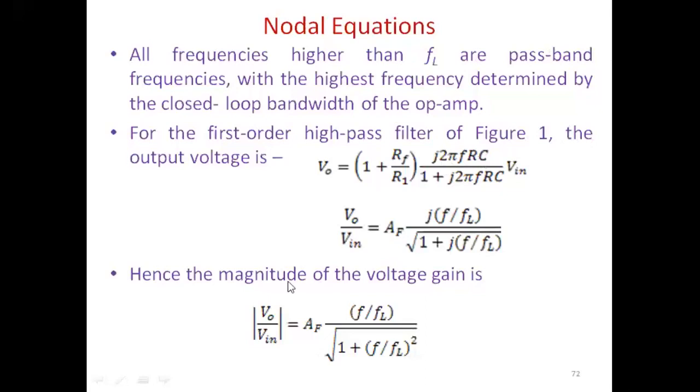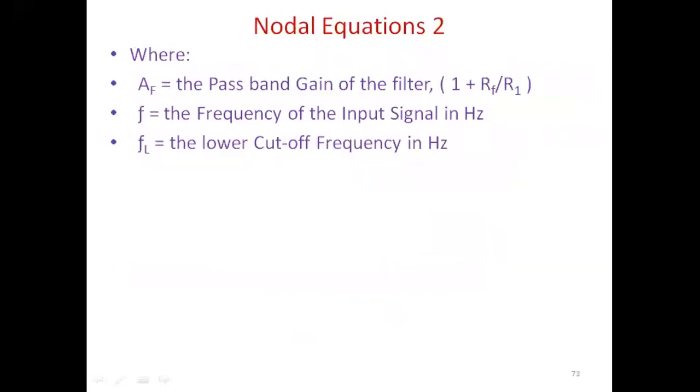The magnitude of the voltage gain is given by AF into F divided by FL divided by root of 1 plus (F by FL) the whole squared, where FL is called the lower cutoff frequency. F equals the frequency of the input signal in hertz, whereas the pass band gain of the filter AF equals 1 plus RF by R1.